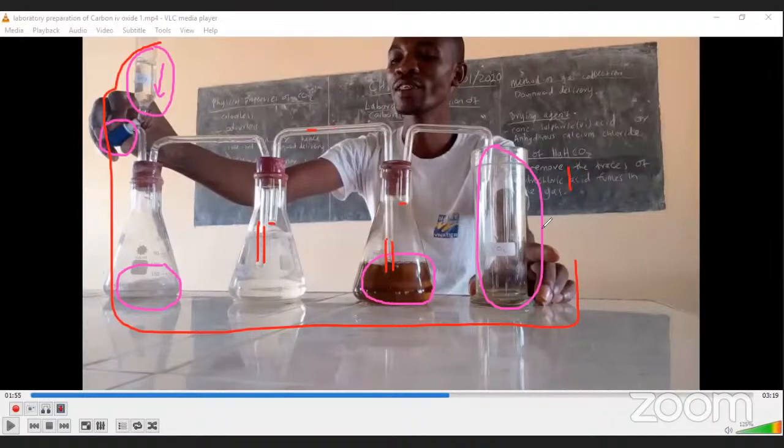That must enter the solution that is supposed to dry it. And to make sure that the gas goes off and doesn't remain in the solution, that's why we have the gas outlet, not inside the solution, because if it remains inside, the gas will not move up. So that's why one tube has to enter, to bring the gas, while the other is saying the gas must be off.